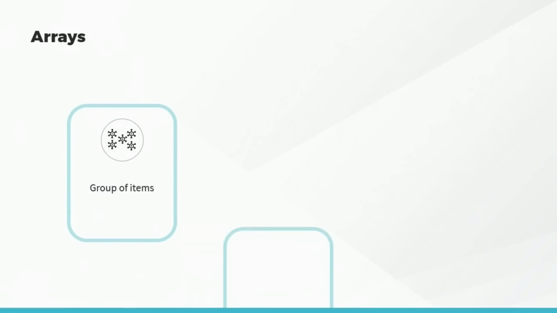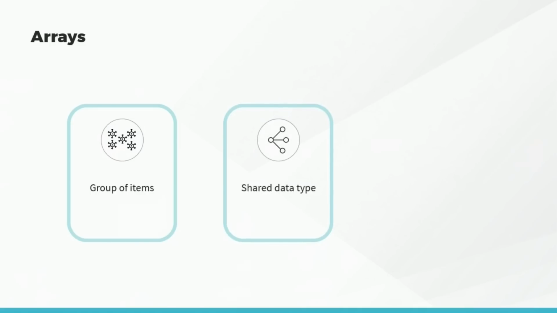So, beginning with arrays, they're data structures that can be used to hold a group of items that typically share the same data type, such as a collection of numbers or characters. But what distinguishes an array is that it has a fixed size in terms of the data it contains, as defined by the developer.